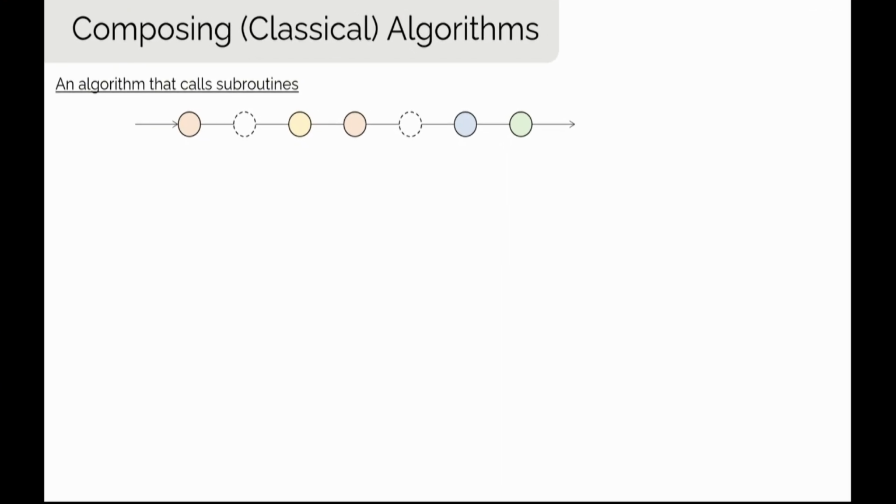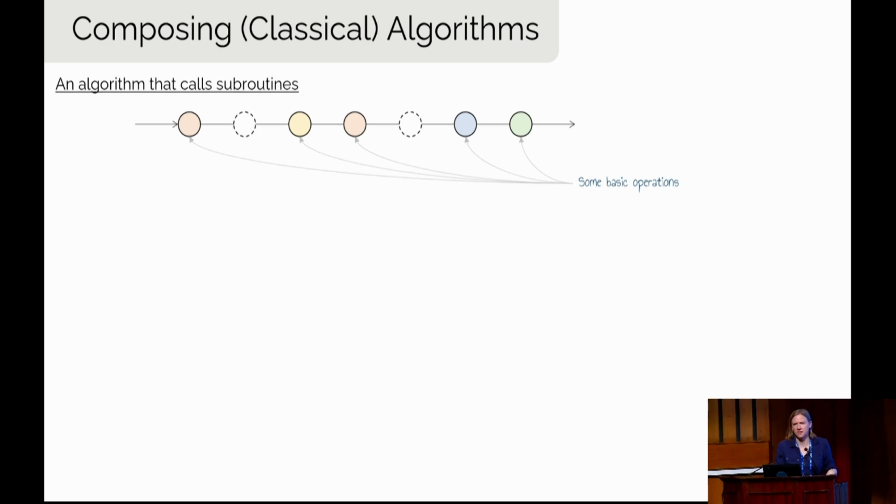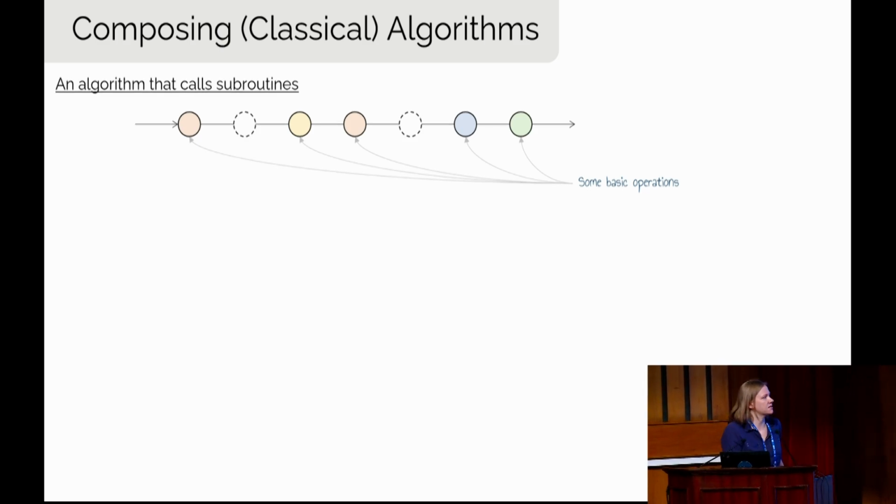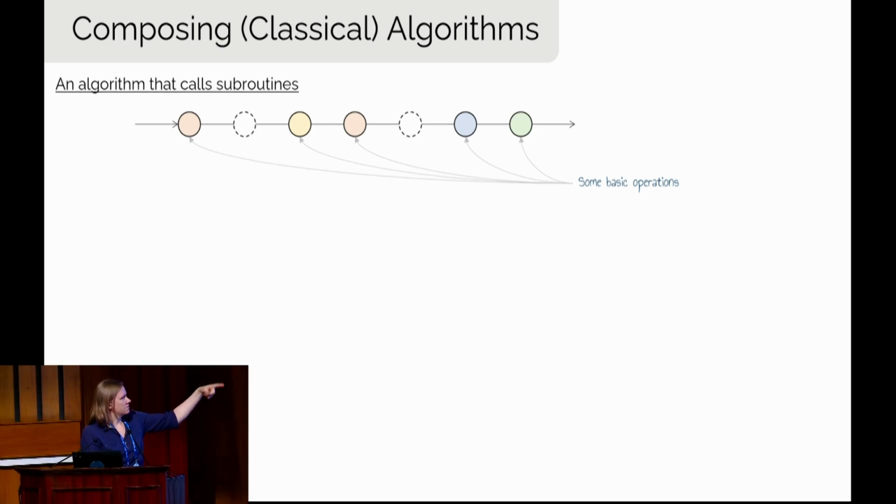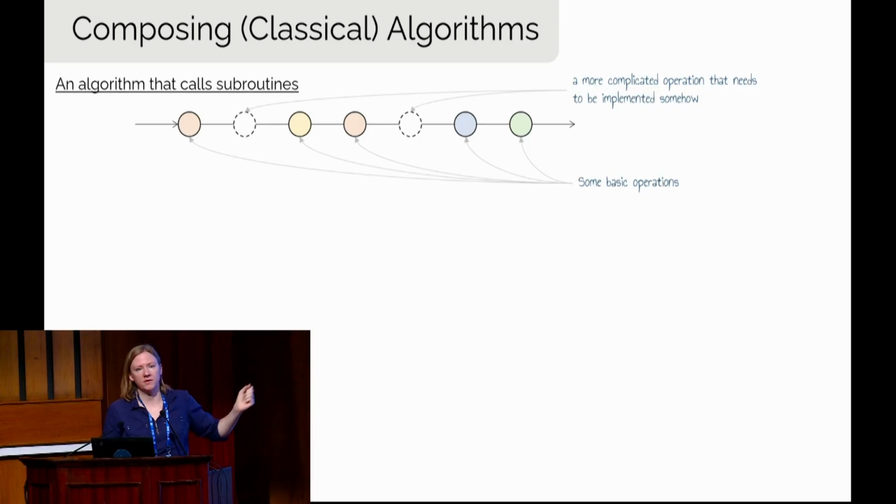Each of these circles represents some basic operation. They're different colors just to emphasize that they're potentially different operations. But then there are also some dotted circles here, and these represent potentially more complicated operations that you require in the algorithm or in the program, but you have not said how they will be implemented. But of course, you need to specify that.